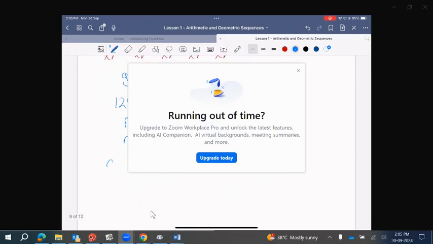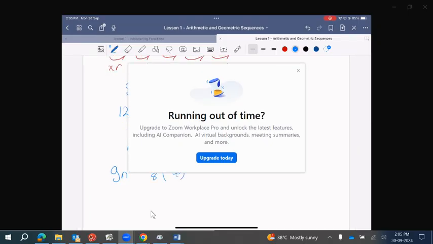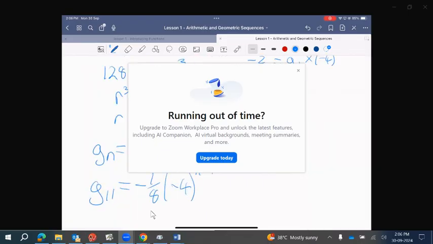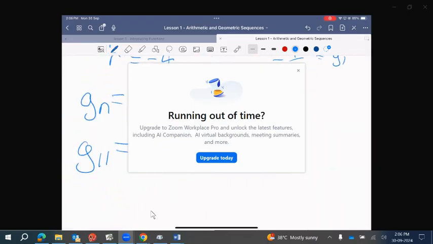So the nth term in the sequence is equal to the first term in the sequence times the common ratio to the power of n minus 1. We'll need a calculator for this one. We have to find G11. So minus 1 over 8 times minus 4 to the 11 minus 1. Type that into your calculator, tell me what you get.